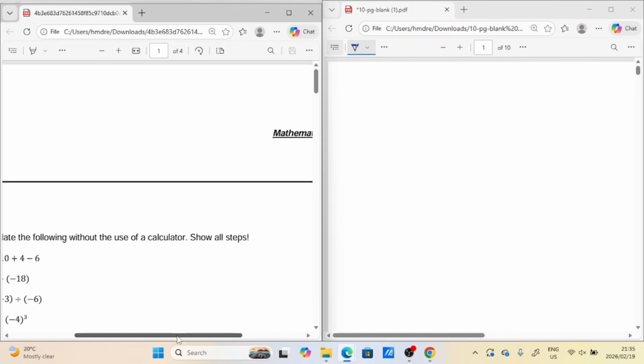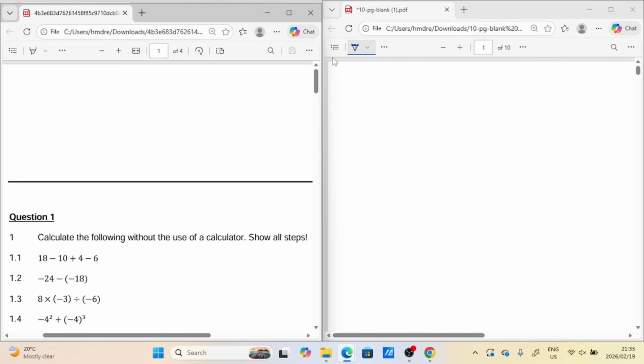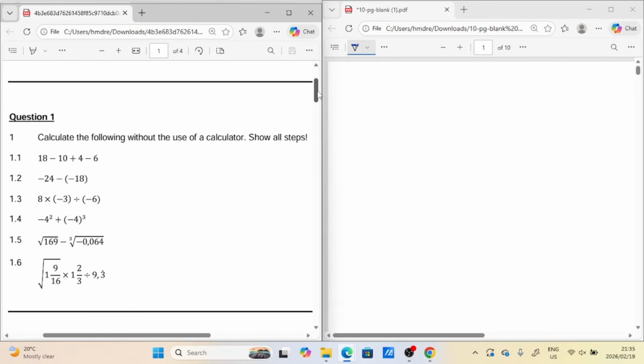So, question 1: calculate the following without the use of a calculator, show all your steps. This question, they're testing: do we know BODMAS, do we know how to work with negative numbers and changing signs, do we know our squares, our cubes, our square roots, and our cube roots? Let's get into it. Question 1.1.